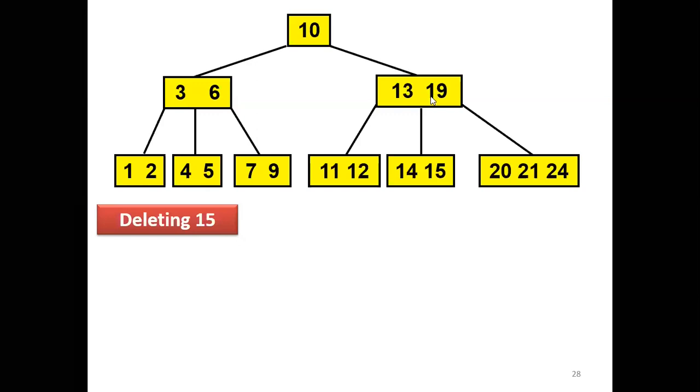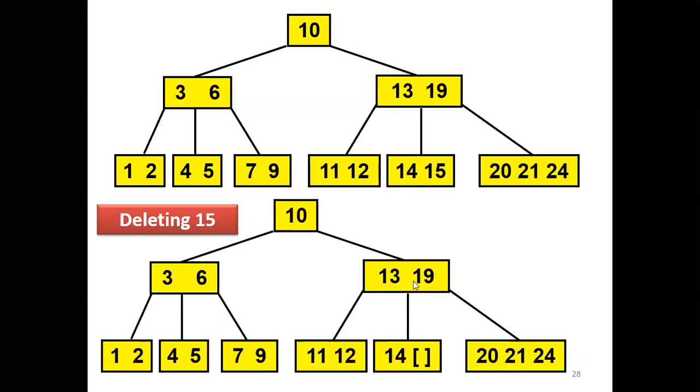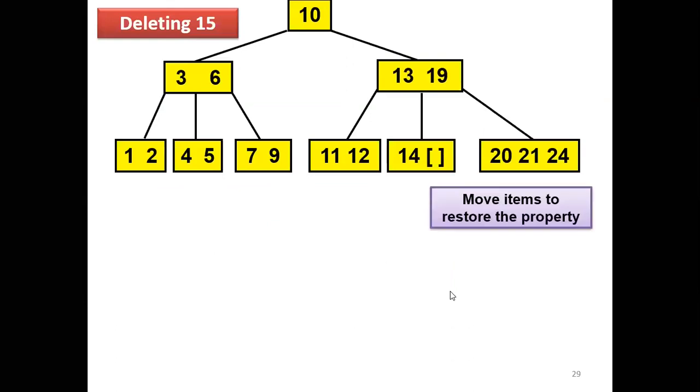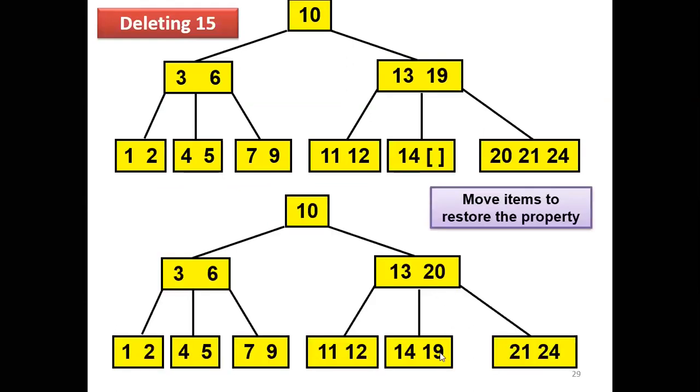So what do we need to do? We can go to the adjacent node, which is this place. At this point, this node has more than the minimum data items. So we can take 20 and place here. In doing that, we have 19 coming down, 20 going up. So we're going to have the final value, which is 19 here and 20 here.